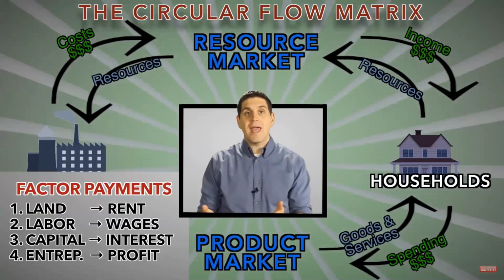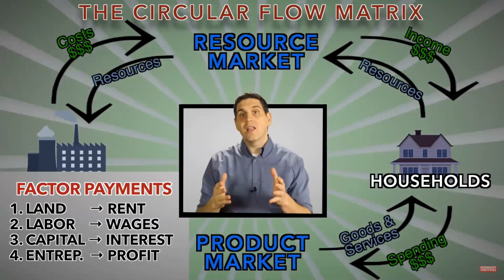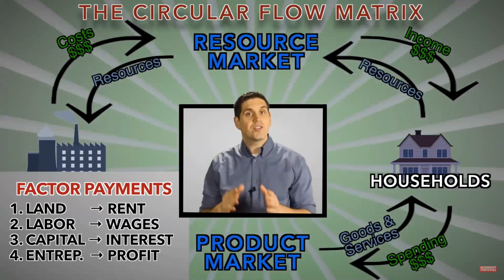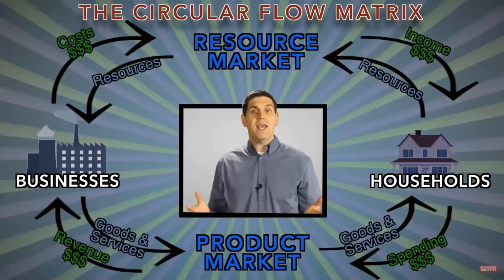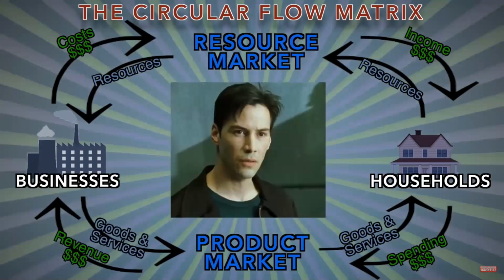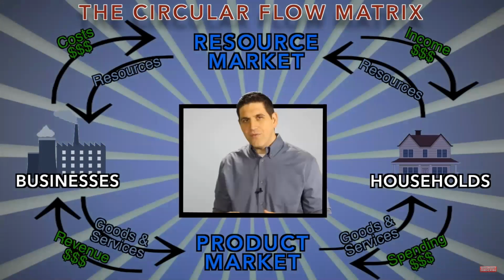When you sell land, you earn rent. When you sell labor, you earn wages. For capital, you get interest. And for entrepreneurship, you get profit. So this is it, the circular flow matrix that shows how a market economy works. Whoa. Now, let me ask you a few questions to see if you really understand the matrix.